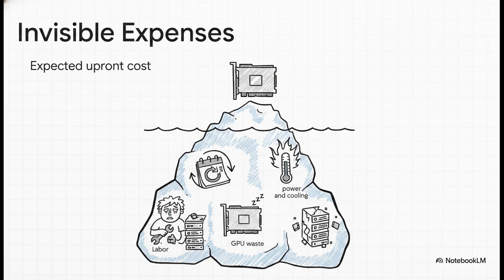Fourth, power and cooling overhead in data centers actually runs about 1.5 to 2 times the rated power of the GPU itself. And finally, hardware depreciation. An enterprise H200 loses about $833 in value every single month. You have to calculate the total cost of ownership here, folks, not just the raw compute rental.